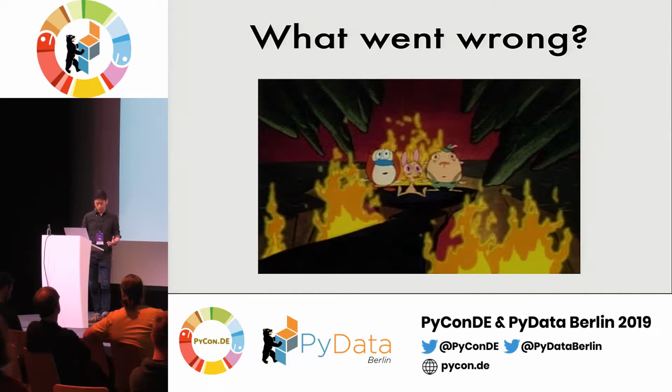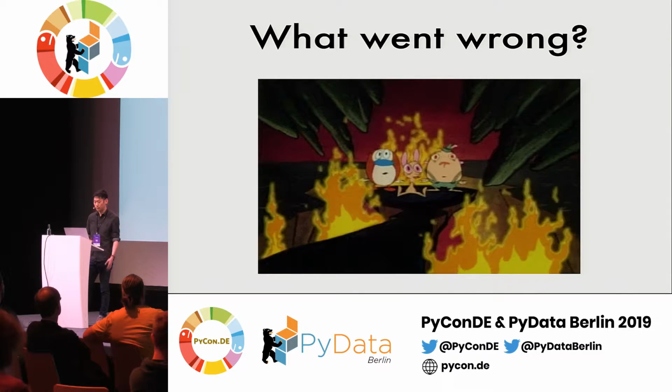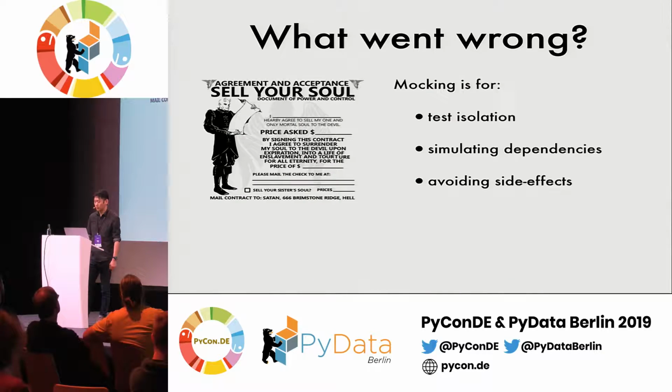So what went wrong here? This is a very simple example, and we followed the same process that we used for the tutorial. And the answer here is, I think, actually pretty simple. The problem is that mocking tutorials in Python are typically going to tell you a story like this: mocking is for test isolation. It's for simulating dependencies and avoiding side effects. And that's pretty much the end of the story.